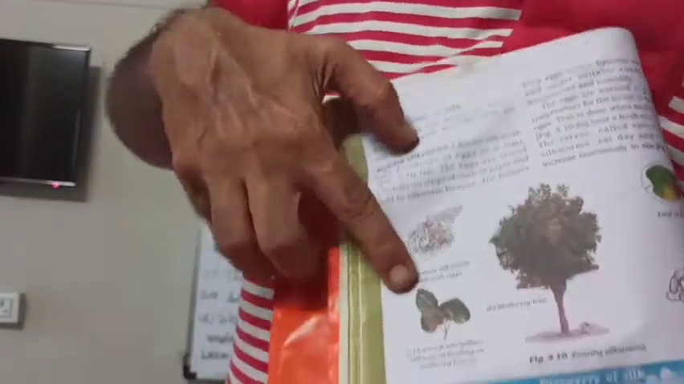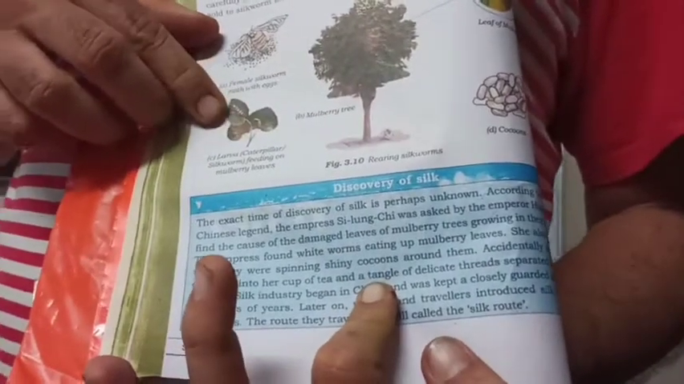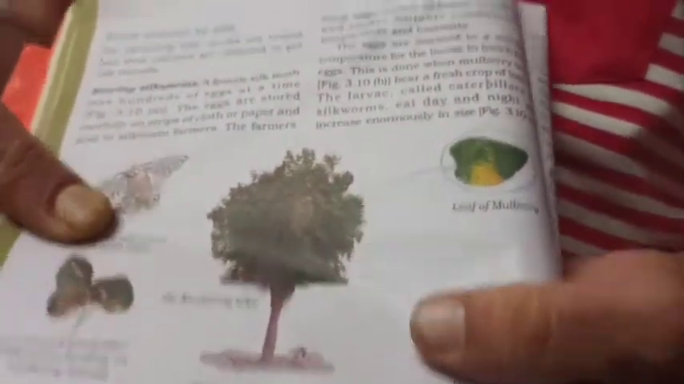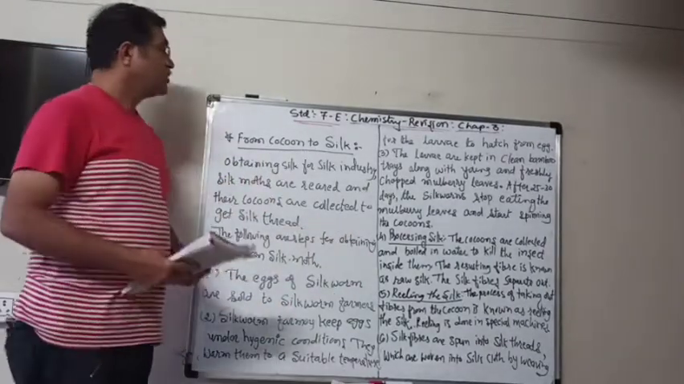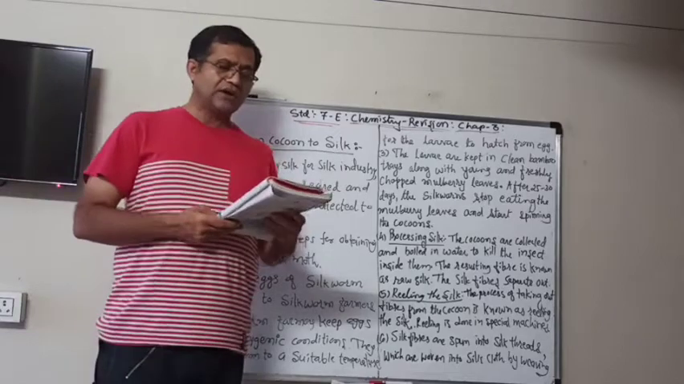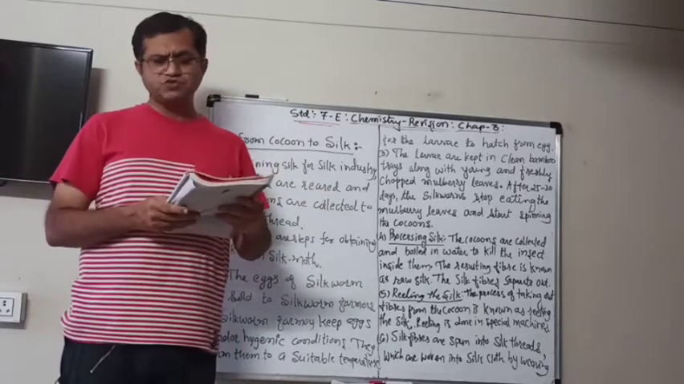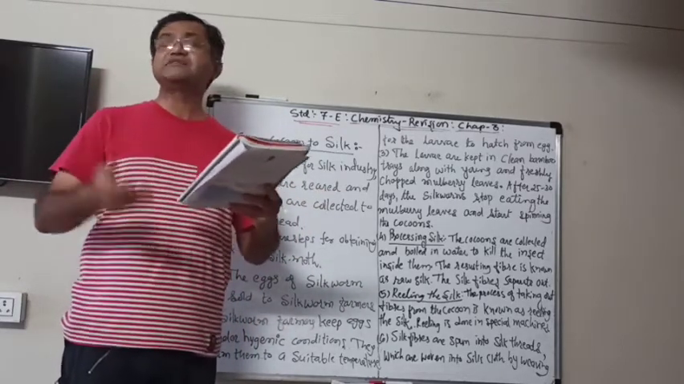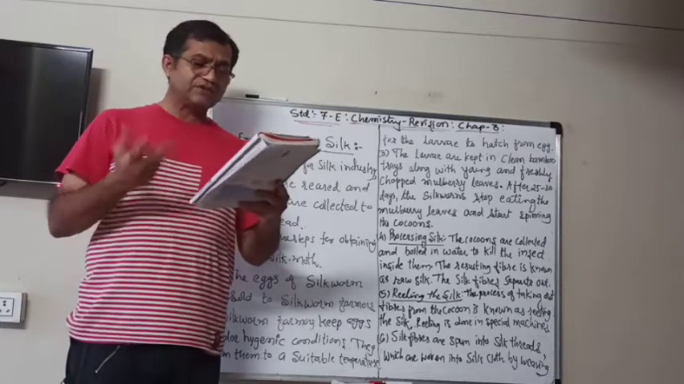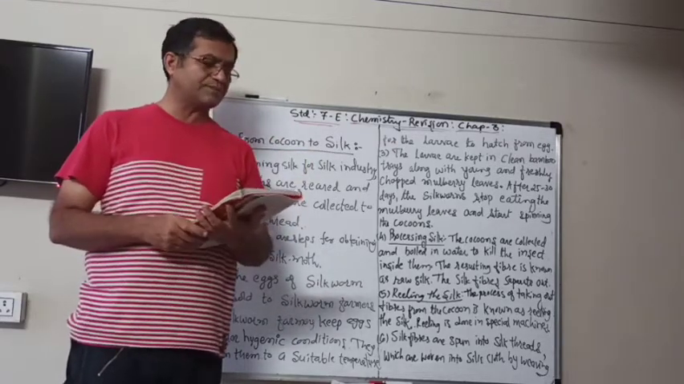Here you can see that eggs are there and the larvae start eating the mulberry. This is the whole thing that we are going to talk about. You can see it in your book on page number 30. So now the larvae, as I told you, start eating too much and they increase in size, nearly 3 times their original size.